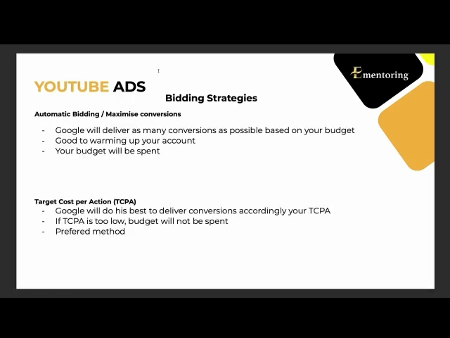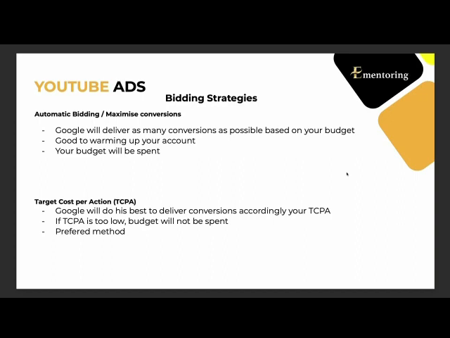Okay, so now let's talk about the different bidding strategies you will have while you'll be running your YouTube ads. The first one is called automatic bidding, so maximize conversions. In this option, Google will deliver as many conversions as possible based on your budget. This option is actually good to warm up your account, so when you don't have any data, when it's a fresh new account, you will have to run those. So the machine learning will be able to figure out what kind of budget is working the best for you. The good thing in this campaign is that the budget will be spent whatever happens. So Google will actually figure out what kind of audience it needs to serve to actually make the most out of your budget.